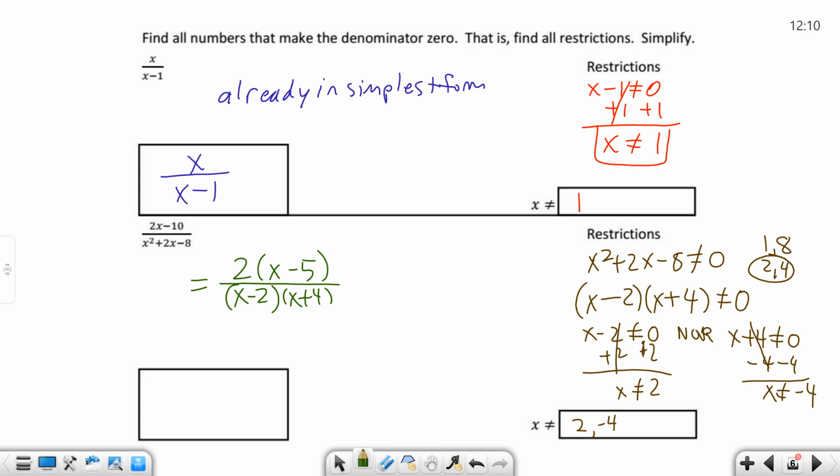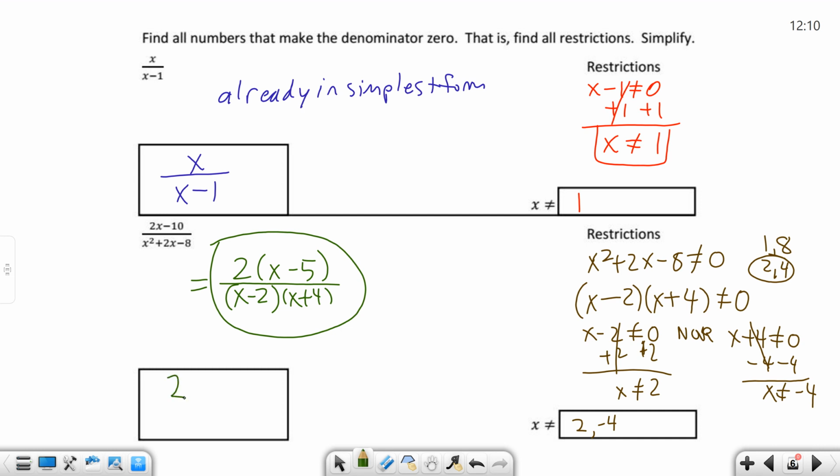Does anything divide out here? No. This 2 is one term. This 2 is part of 2 terms. That will not factor out. Do not do that. All right? So then x minus 5, there's nothing down here like it. So guess what? It stays. So I cannot do anything else. That's my final answer right there.